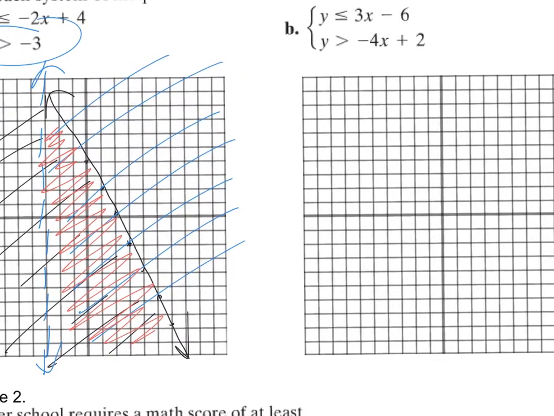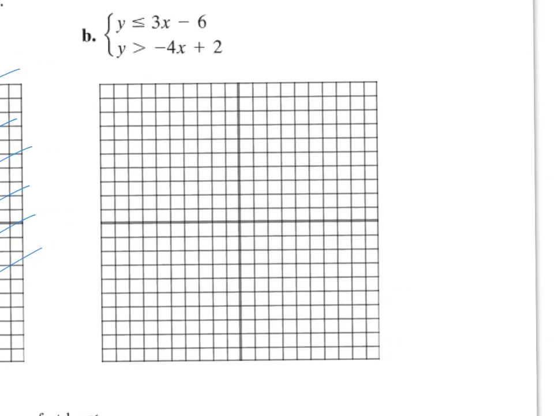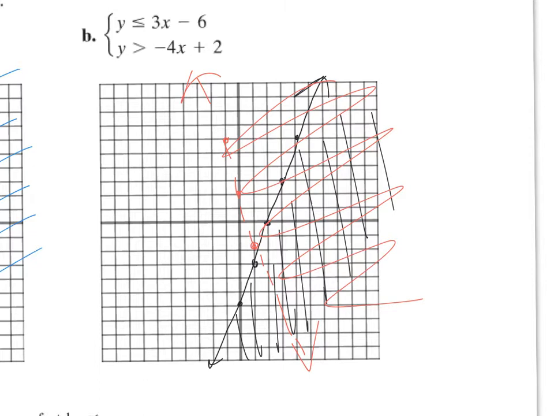Okay, so for letter B, I'm going to do the first one. My y-intercept is negative 6. My slope is 3. It's going to be a solid line. And it's less than, so I'm going to shade underneath. In the second line, I'm going to start at 2. My slope is negative 4. It's going to be a dashed line. And then I'm going to darken where the red and the black overlap.